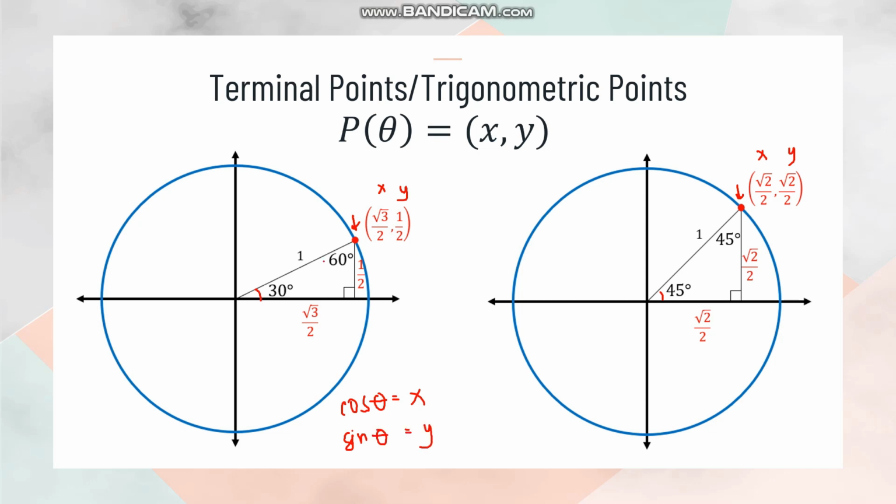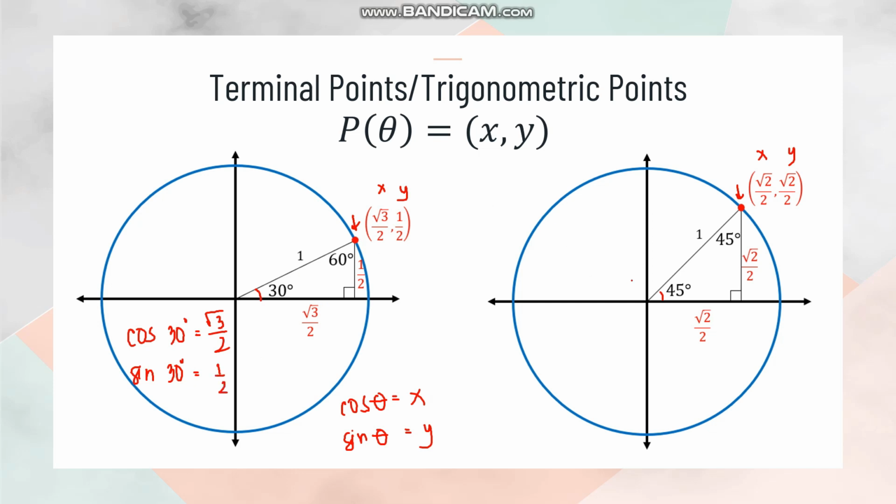For example, in this triangle here, the theta is 30 degrees. So we can get cosine of 30 degrees, which is equal to the x coordinate. You just have to look at the point, and that is square root of 3 over 2. So we're able to identify the cosine of the given angle using the unit circle. You can also identify the sine of theta or sine of 30 degrees. You just have to look at the y coordinate, so that will be 1/2.